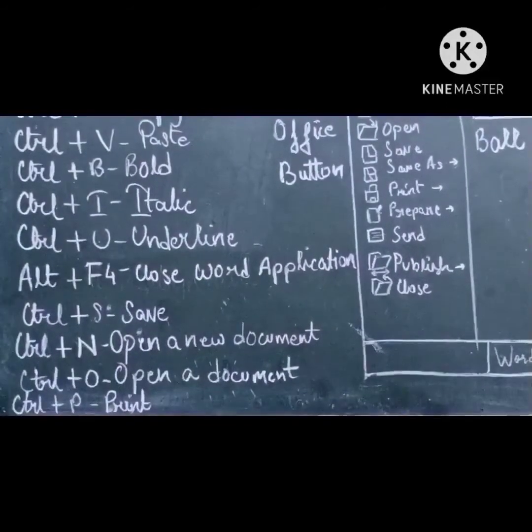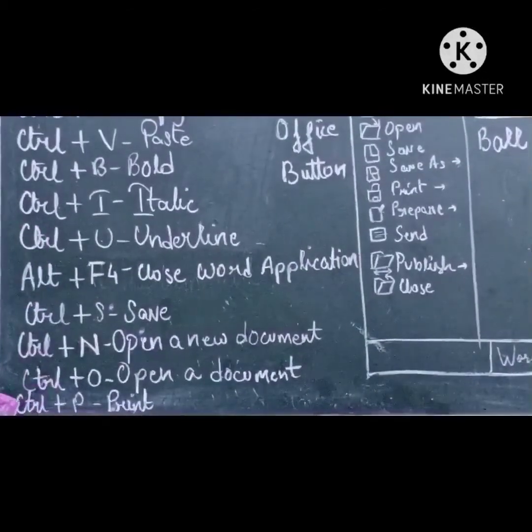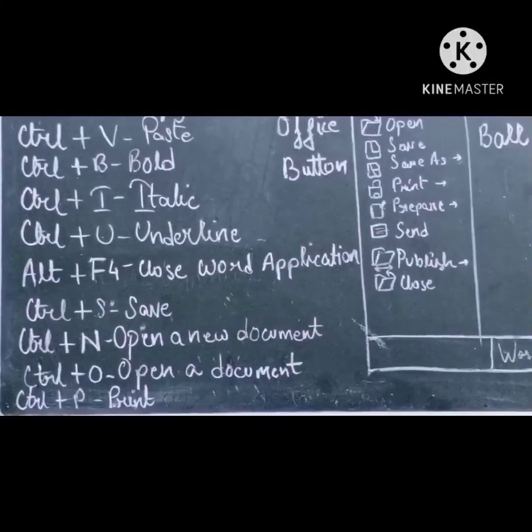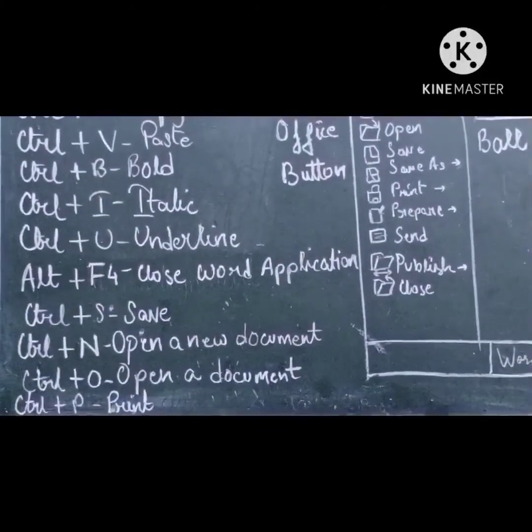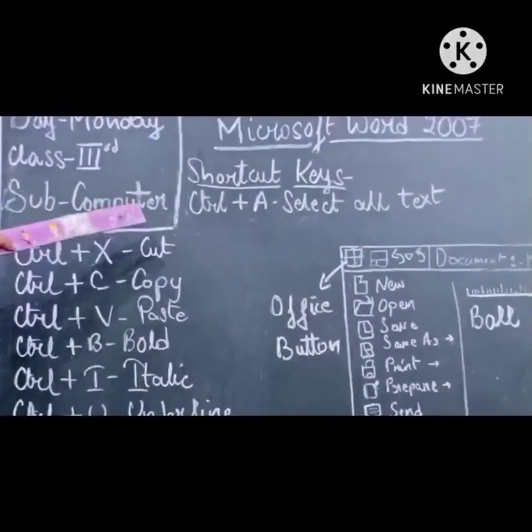Children, if you want to print your text, then you have to press Ctrl plus P to print your text. Hope children, you all have understood the function of shortcut keys.